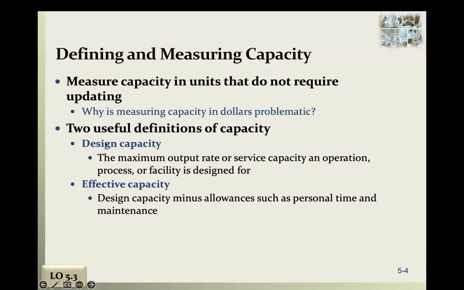So this is the whole idea of design capacity and effective capacity. Design capacity is the maximum output rate for which a capacity has been designed. So it is essentially theoretical, which means it is not realistic to achieve design capacity. However, when we subtract these allowances, then we get effective capacity.